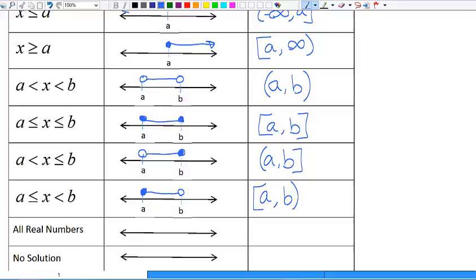Now all real numbers means it has no endpoints on the left and no endpoints on the right. We have values everywhere to the left and everywhere to the right. So the interval notation there would be negative infinity to positive infinity. And then for no solution, you wouldn't have any values at all, so there is no real interval notation for that. You can just use that symbol if you would like for no solution. And again, there would be nothing plotted on the line.